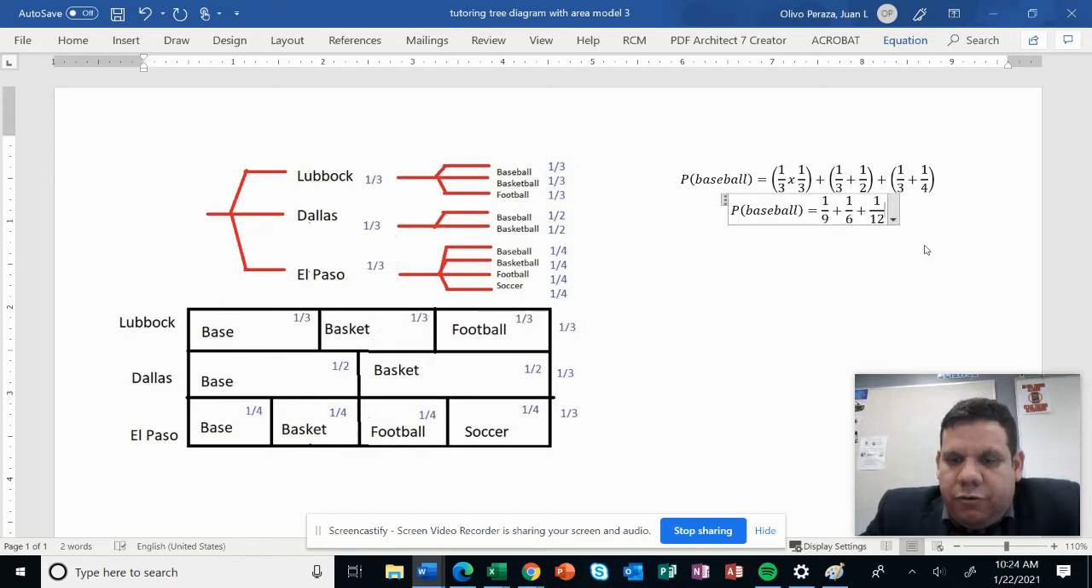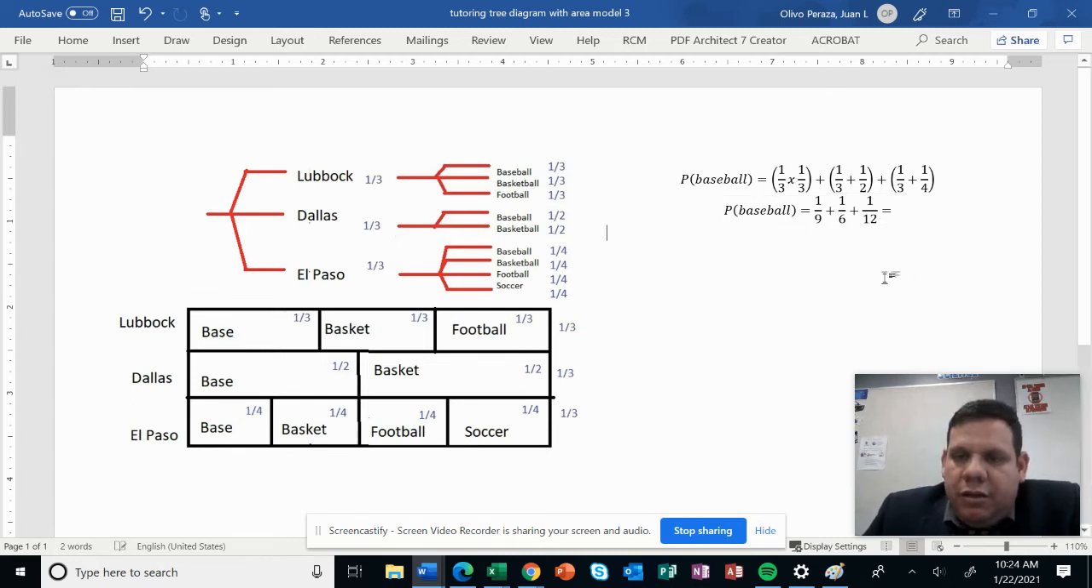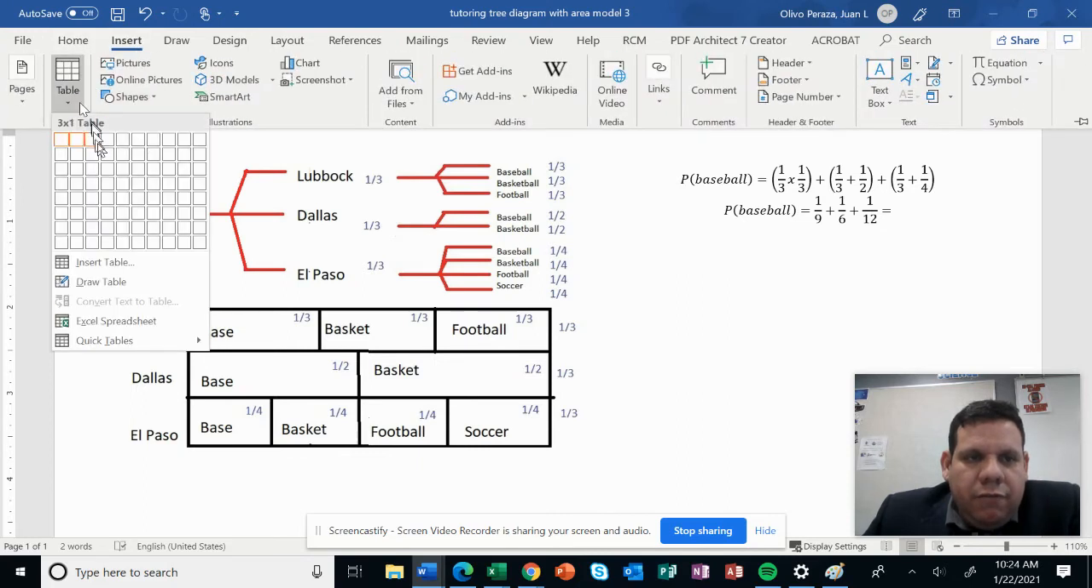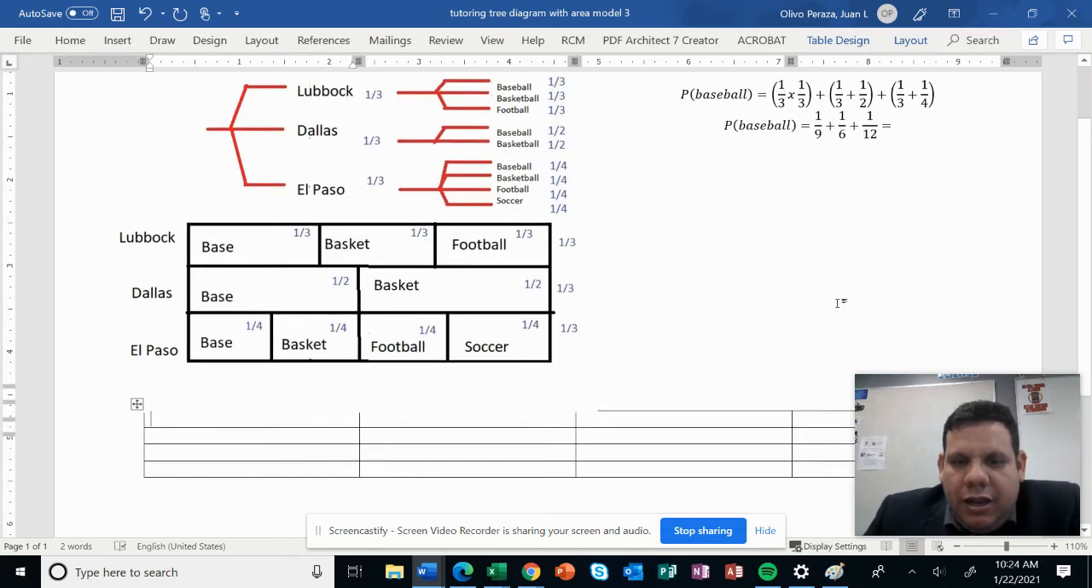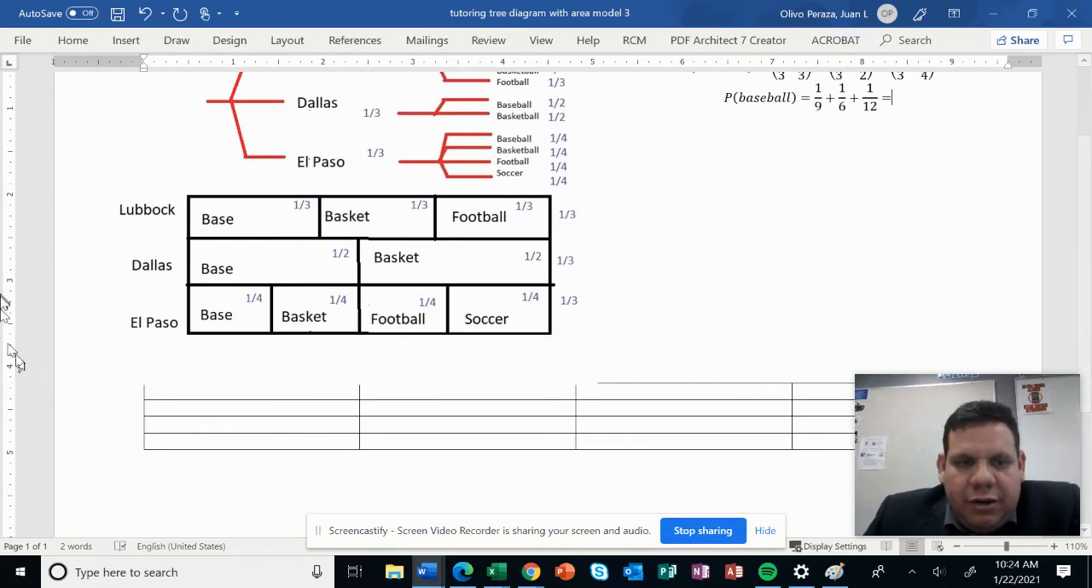So for that, what do we have? The first thing that we need to discover is the minimum common denominator. How do we find the minimum common denominator? To do that, let me insert a table of 4 by 4. So let's insert the table 4 by 4. And the table is just right here.